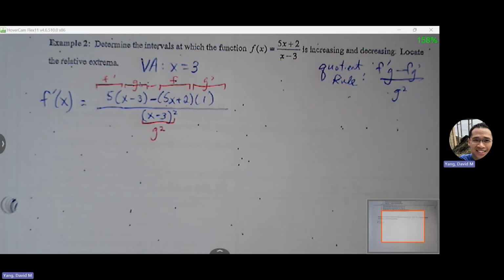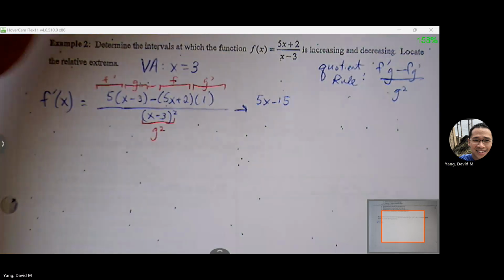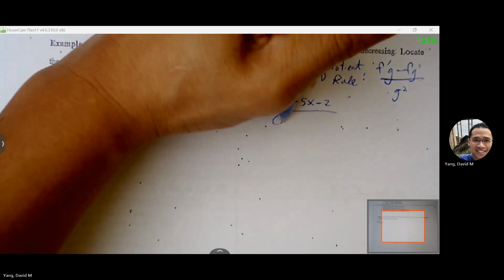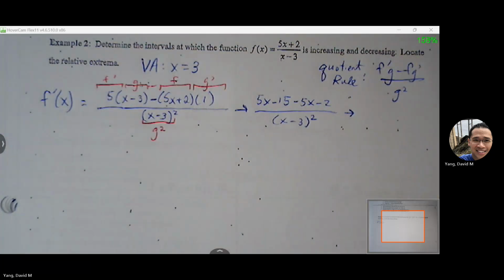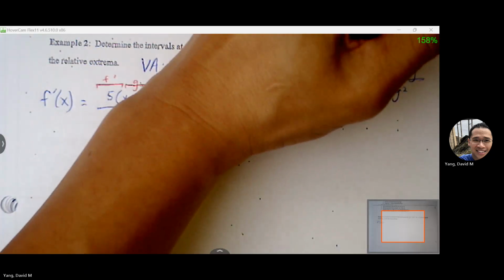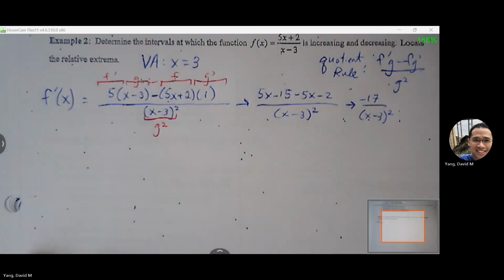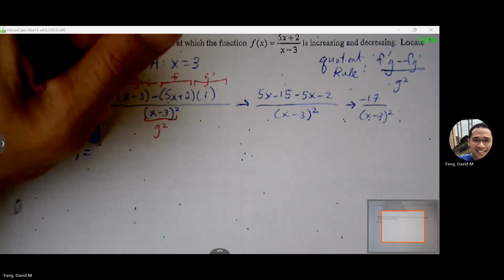Okay, we can't cancel the x minus 3's out, right? We've got to spend the time to distribute the 5 through and combine like terms. Okay, here's my cleaned up f prime.